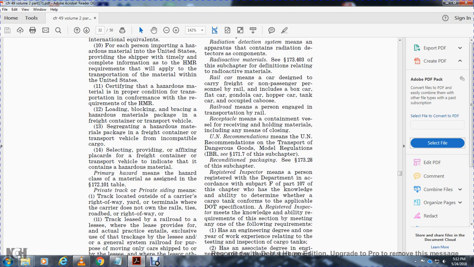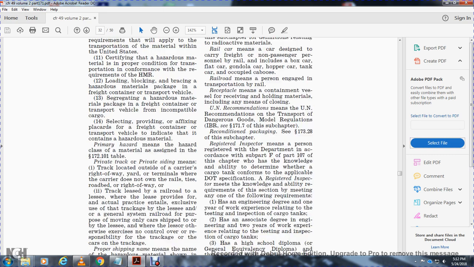Registered inspector means the person registered with the department for the subpart F of the part 107 of the subchapter, for the ability to determine whether the cargo tank conforms to the applicable DOT specification. Registered inspection meeting with the knowledge of ability requirements of the section, meeting one of the following requirements: have an engineer degree with one year work experience related to the testing and the inspection of the cargo tanks.